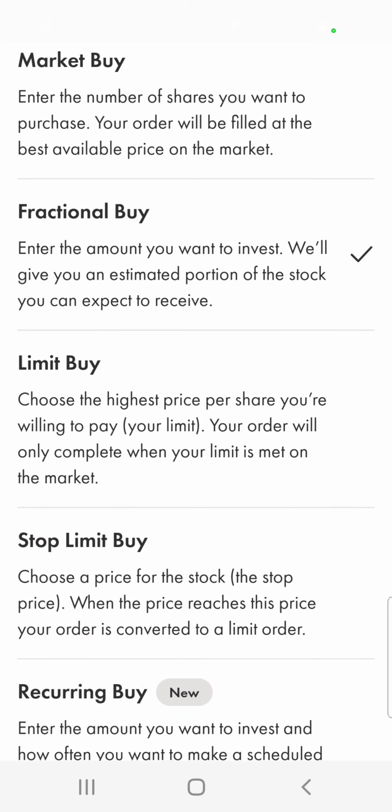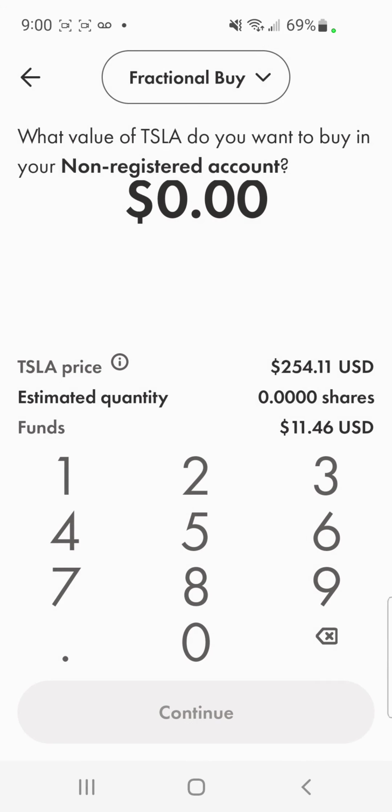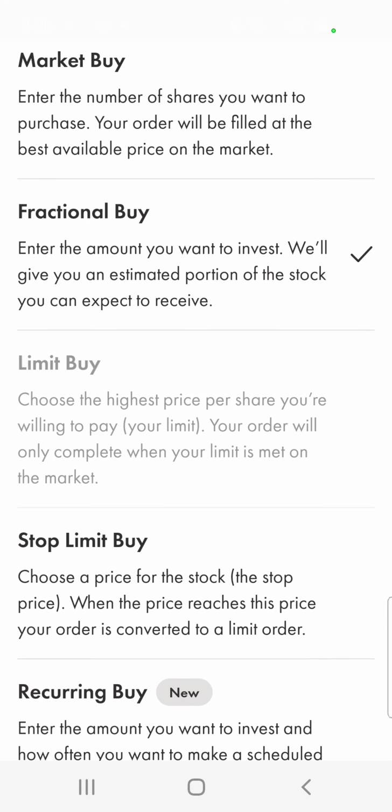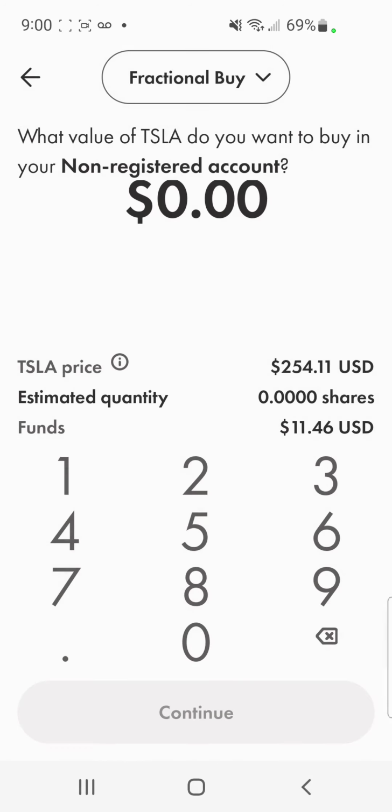We can do a fractional buy, limit buy, a bunch of different choices here. Market buy just means you buy it now. Limit buy means you buy when it hits a specific price, or when it decreases to a specific price. And fractional buy means you buy like half a share or 3.5 shares. That's pretty much it.